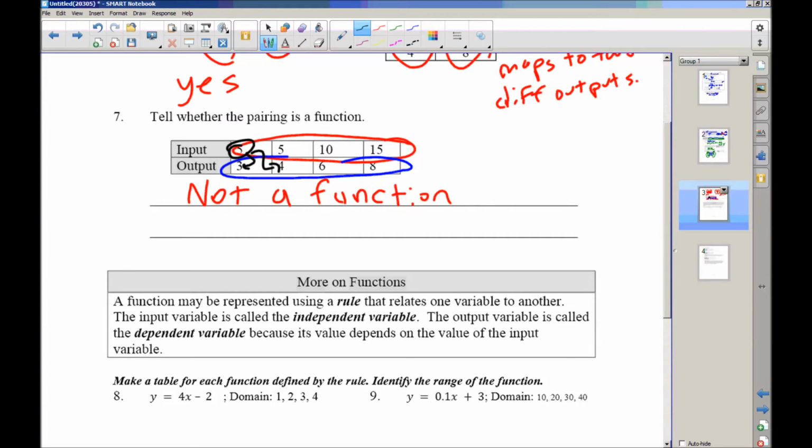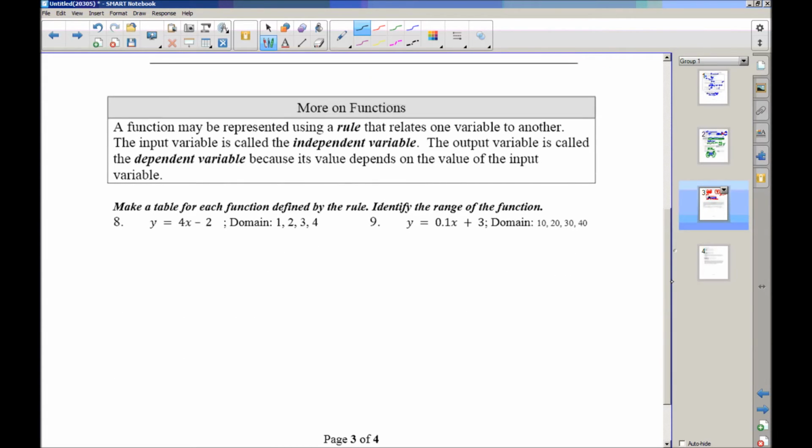All right, a little bit more about functions. A function may be represented using a rule that relates one variable to another. So it's kind of like a formula. Okay, and it relates the input variable, called the independent variable, to the output variable, called the dependent variable.